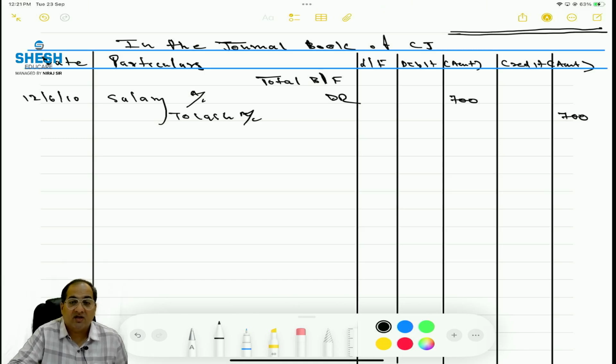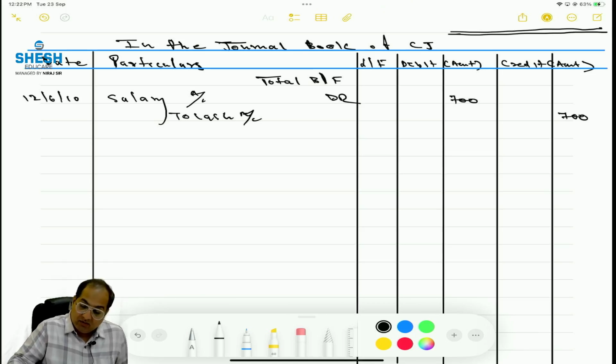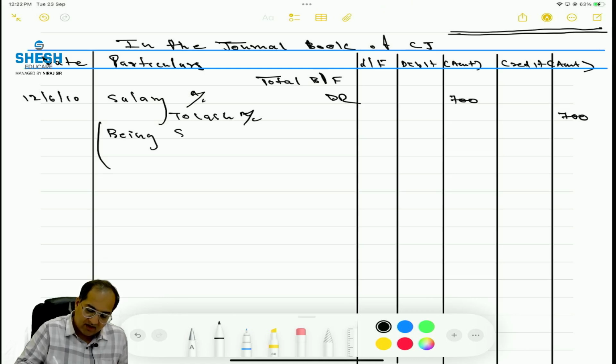Entry will be based on real and nominal account. You paid salary, so it's your expenditure. Nominal account says debit all expenses, so salary account is debited. And you paid what? Cash. I paid cash, so cash is going out. It's a real account. Credit what goes out. So my journal entry will be: salary account debit to cash account. In the narration we will write being salary paid to Raju. If you want, you can write in cash. In cash, recorded.